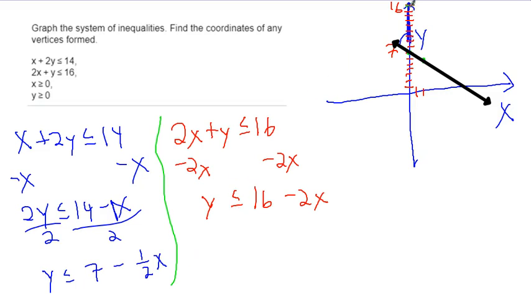Right, so we have this point at 0, 16. The slope in this case is negative 2, which is like negative 2 over 1. So we're going to go down 2 to the right 1. So down to 14 to the right 1, which puts it right here. And then we're going to connect these 2 points with a straight line.